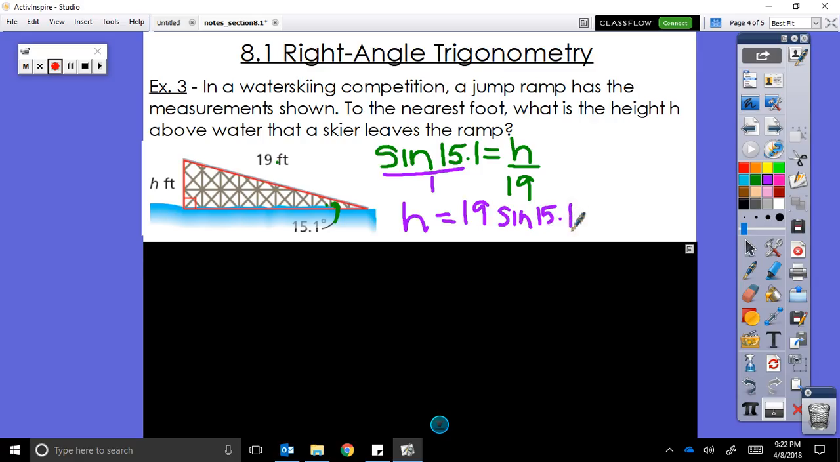Now we are going to go to our calculators and type that in and estimate it. It says to the nearest foot, so no decimals. But before you start typing in your calculator, I want you to make sure that you are in degree mode, not radians. So hit the mode button at the top of your calculator and make sure that you're in degrees, not radians. If you don't know how to change that, please ask somebody around you to help you change your calculator. The rest of you, let's go ahead and type in 19 sine 15.1.